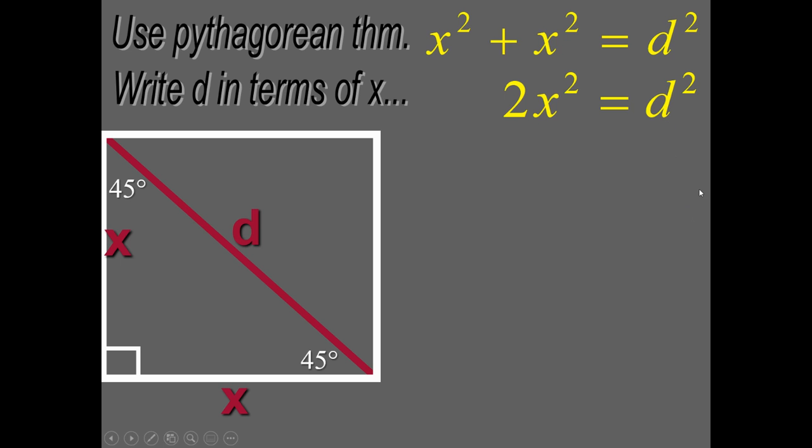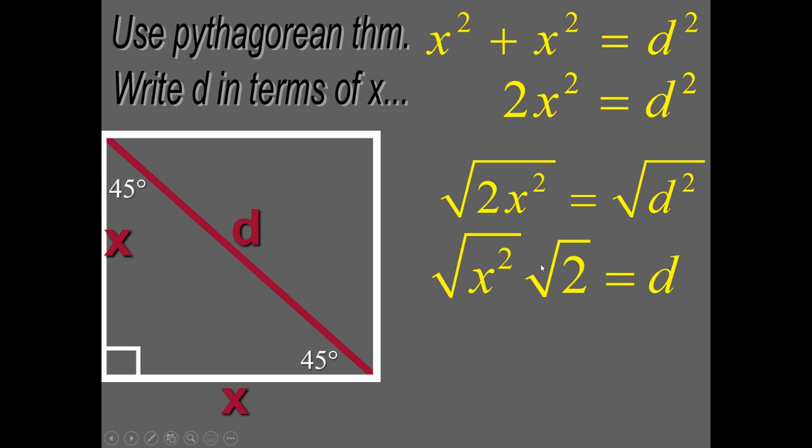To get d by itself, we're going to have to take the square root of both sides. And then the square root of d squared is d. And we'll also like to try to simplify the square root of 2x squared. So 2x squared can be broken up into two parts. The x squared can be separated from the 2. The square root of x squared is just x. So d, the diagonal, ends up being equal to x times the square root of 2. And that's always going to be the case for all special 45-45-90 right triangles.